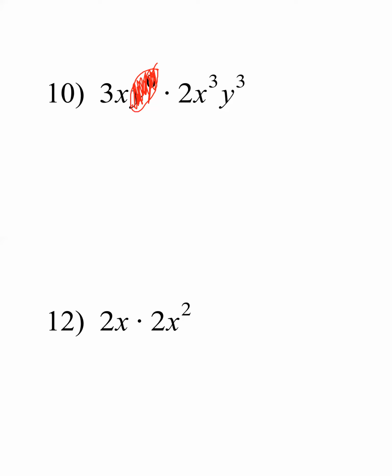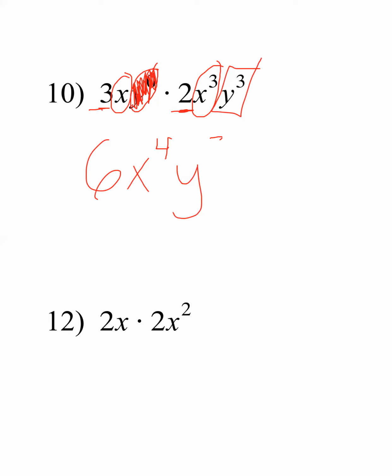All right, and now I'm just going to continue like I was before. So let's multiply the numbers together. 3 times 2 gets me 6. And then x's. I have x to the 1st and x to the 3rd. So put those together, that gets me x to the 4th. And then this y to the 3rd doesn't have any other y's to go with. So it just stays as y to the 3rd.